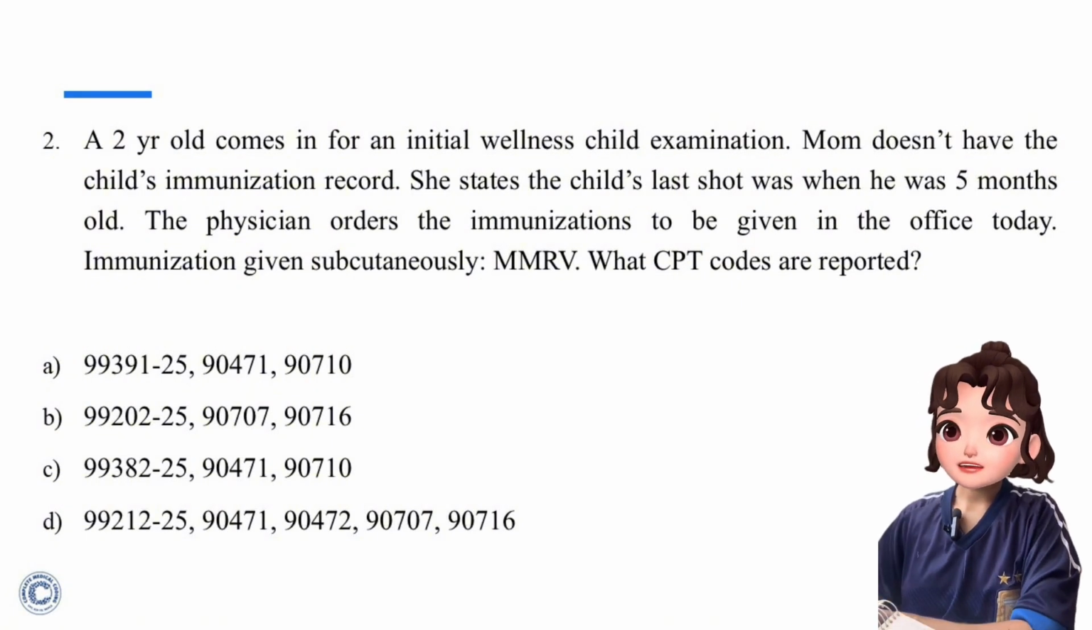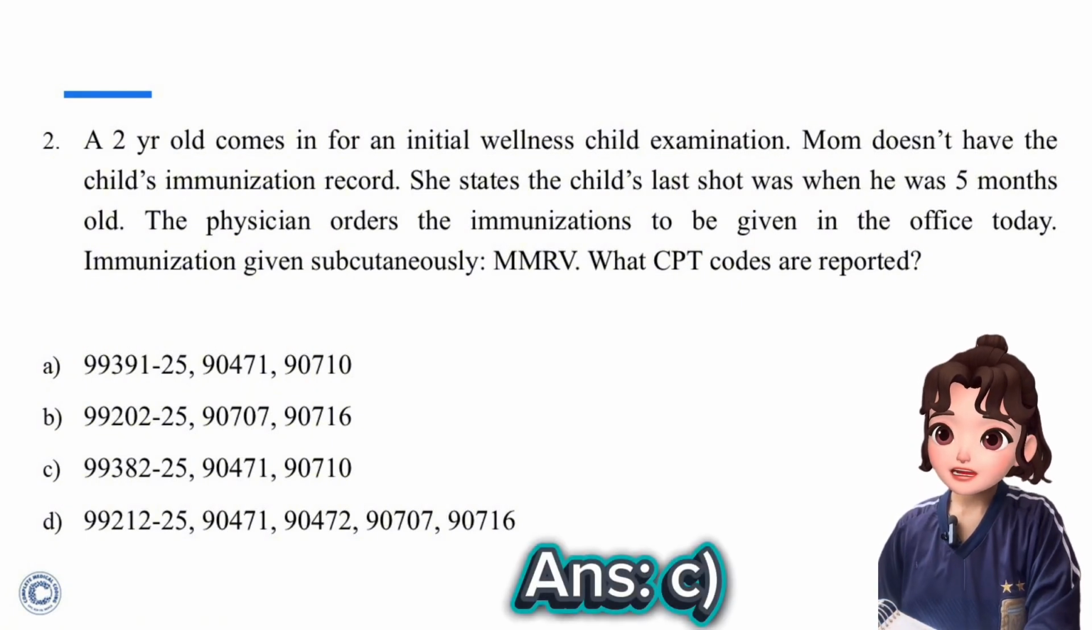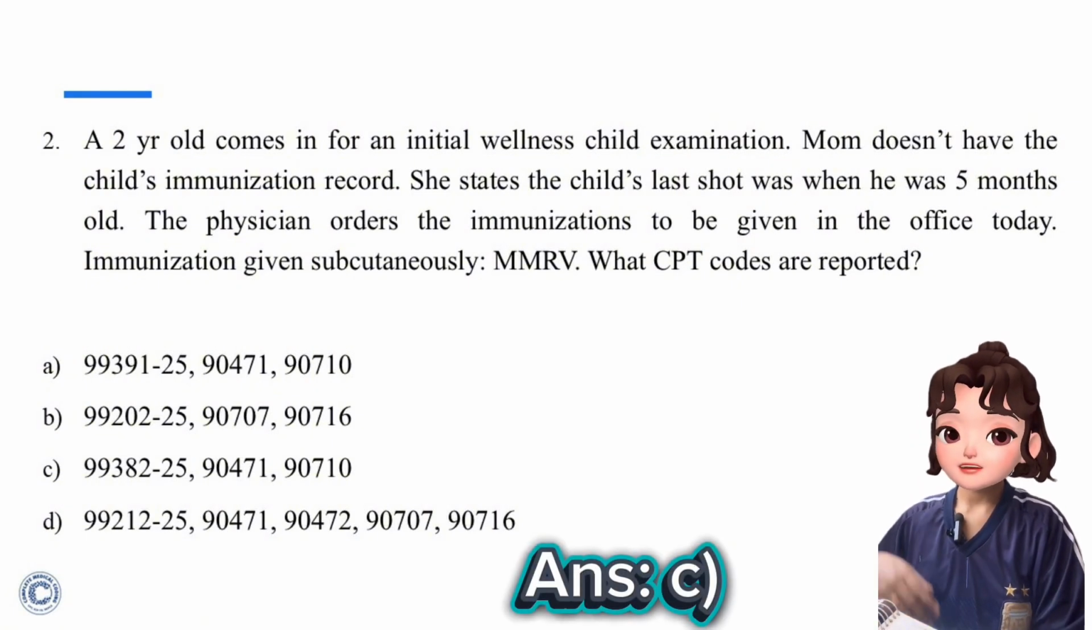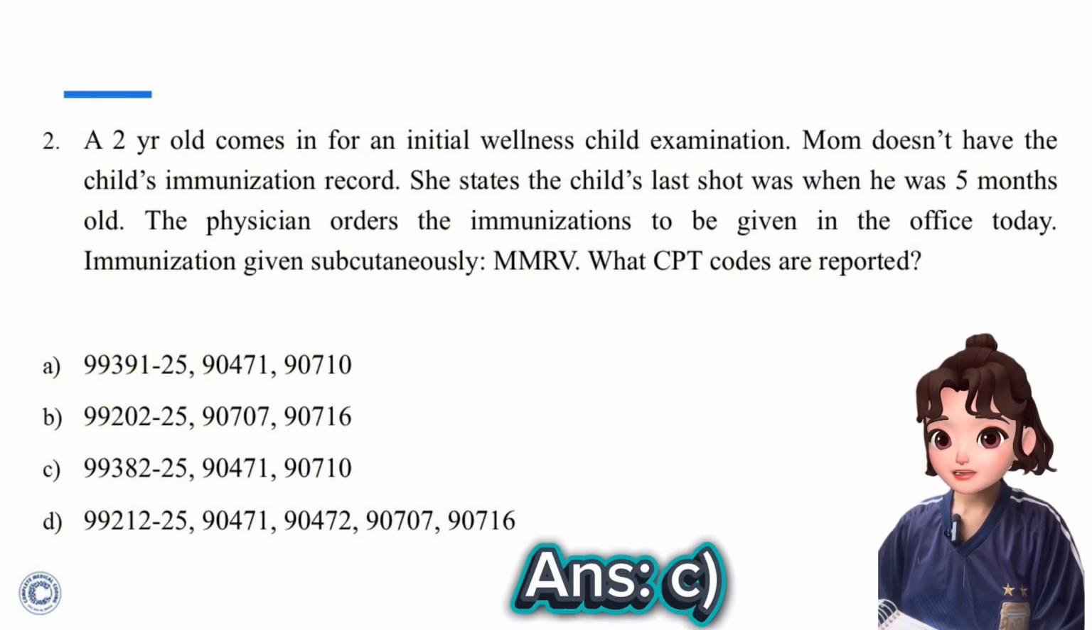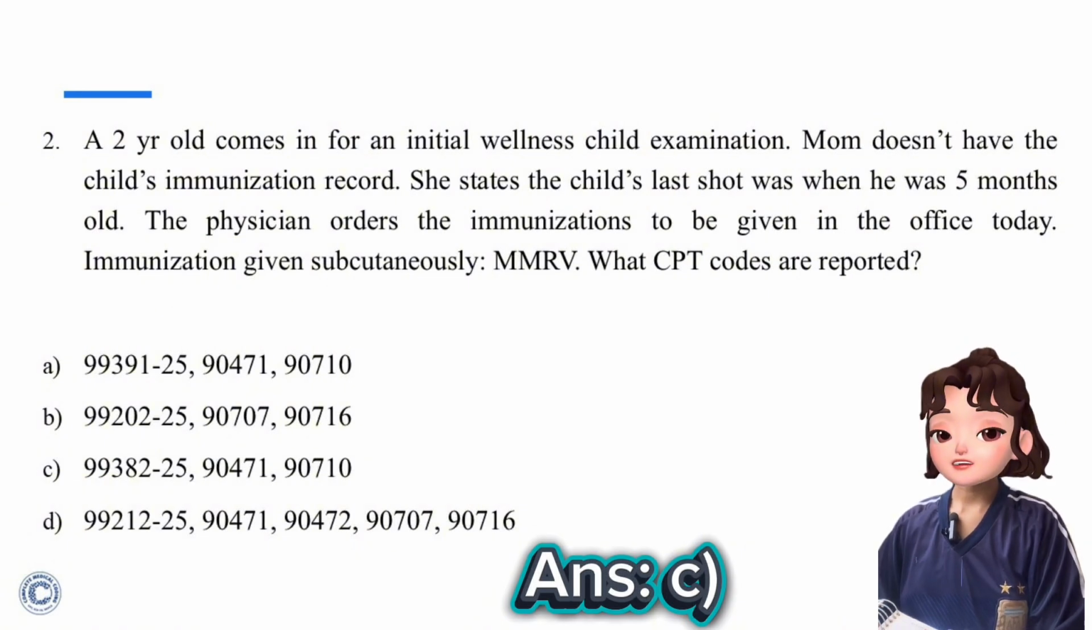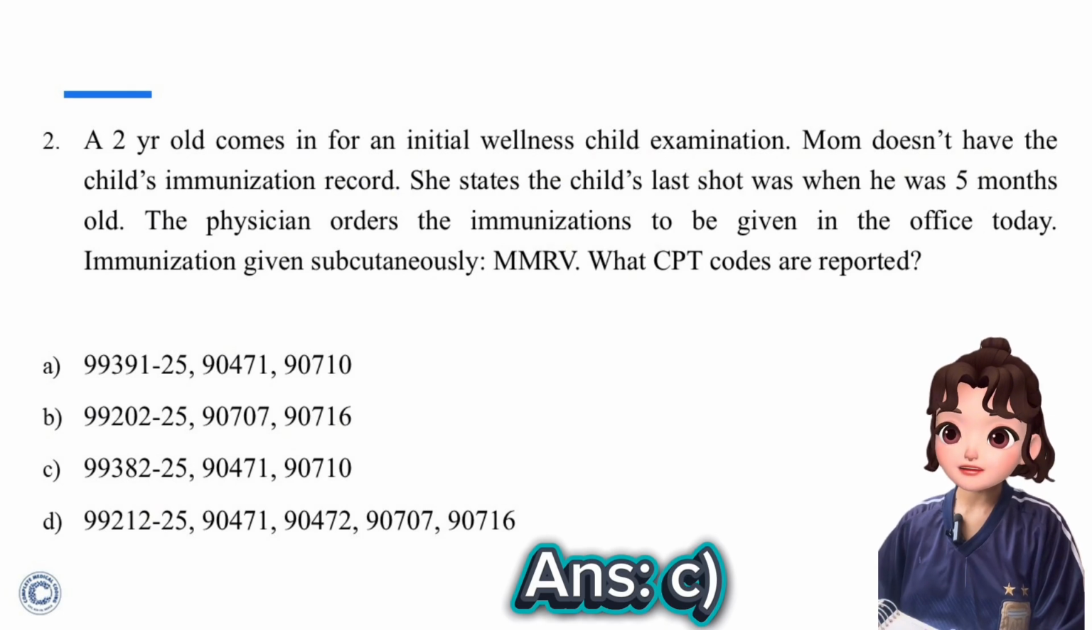So, as I told you, the correct answer is option C, 99382 with modifier 25 for the initial preventive medicine examination, initial wellness child examination. 90471 for the vaccination administration code, and then 90710 is for the immunization, MMRV, the medicine. Okay.